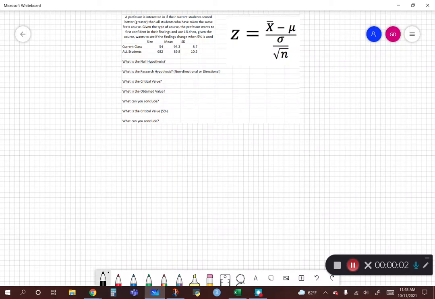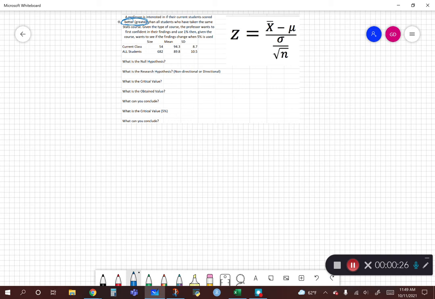All right, following up from the prior video and similar to what we did in class, the next example is a one sample z-test, different data set, still made up, but a couple different parts to it just to walk you through the mindset of it. So the professor is interested in if their current students scored better, or with that, the key part again, greater, so we want to come back to that.